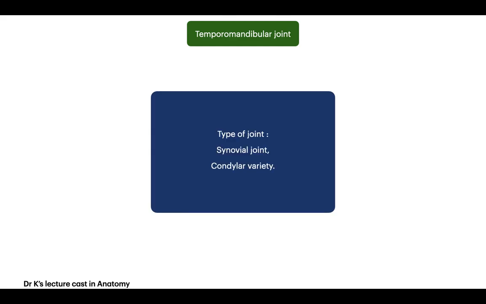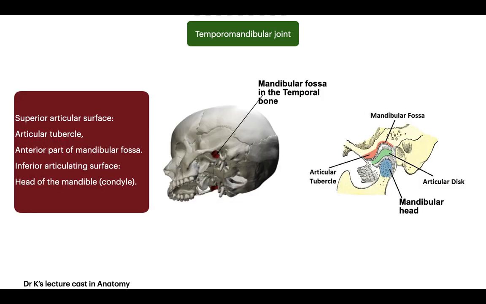Any joint, whenever we are going to give an introduction, we should mention the type of joint. It is a synovial joint because this joint has a synovial membrane covering it with synovial fluid, and it is of condylar variety because the mandibular condyle is going to articulate with the mandibular fossa. That is one of the reasons why it belongs to the condylar variety.